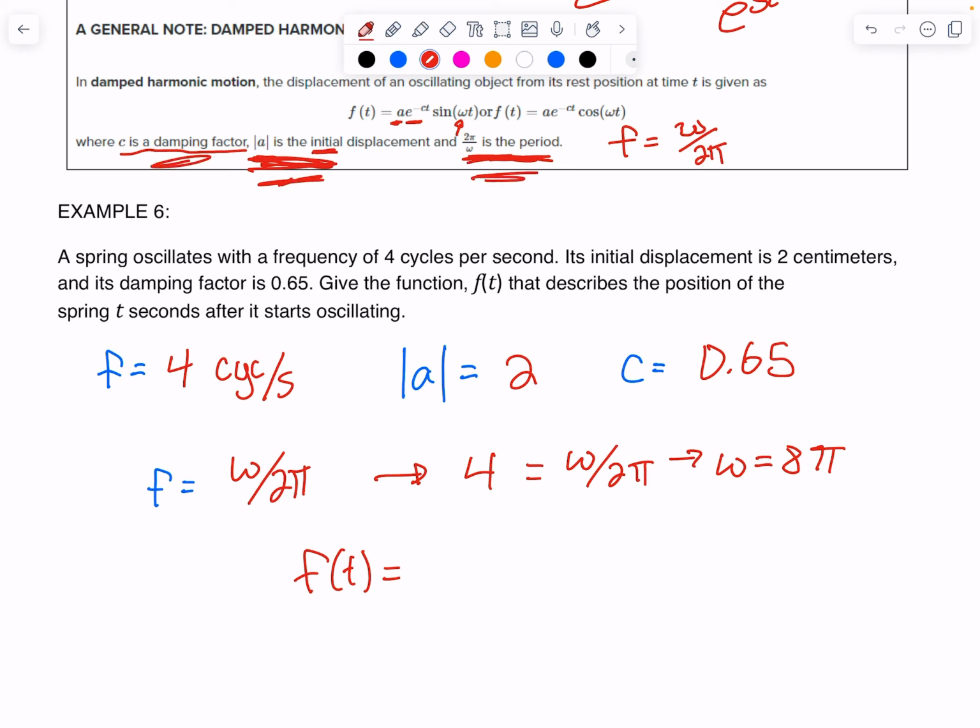Right, so I plug everything in. My A is 2 times e to the negative 0.65t times sine of 8 pi t. So there it is. And they didn't ask us to plug anything in. Sometimes they'll ask us to plug some data points in, like where is the spring at 3 seconds, or what time would it happen? And we're just plugging in different values for either the left side or the right side of our equation. So these will feel maybe new, like you've never seen them, but they're just an application of the first handful of sections for this chapter.